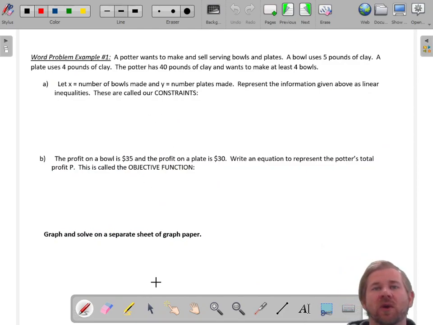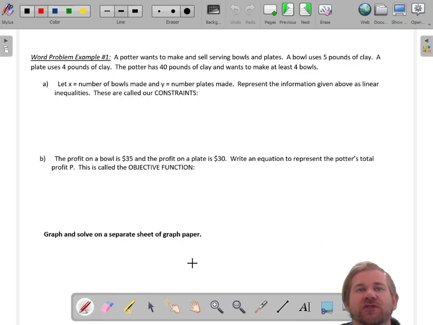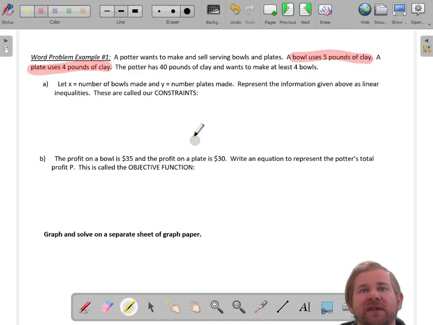Now this one I'm going to do all in Desmos, so I don't really have a whole lot of work here. So first, we got x is the number of bowls and y is the number of plates. I want to create my constraints. What are we doing here? We're making bowls and plates. A bowl uses 5 pounds of clay. A plate uses 5 pounds of clay. We have 40 pounds of clay.